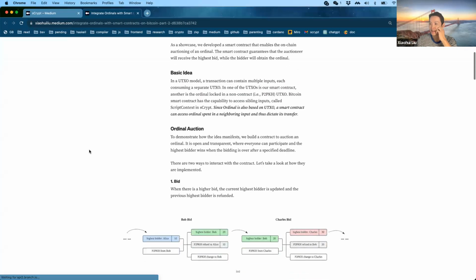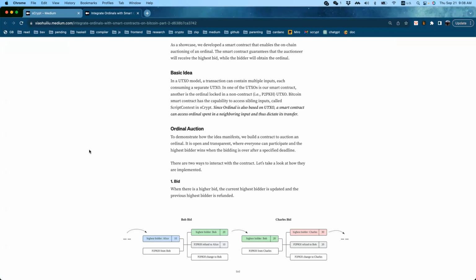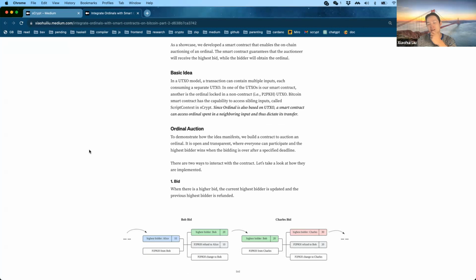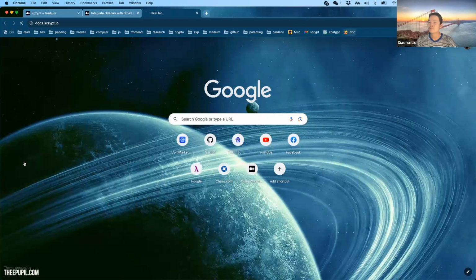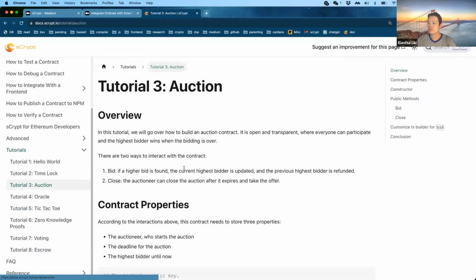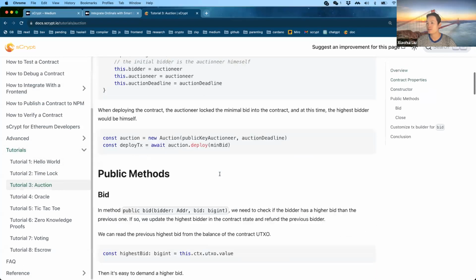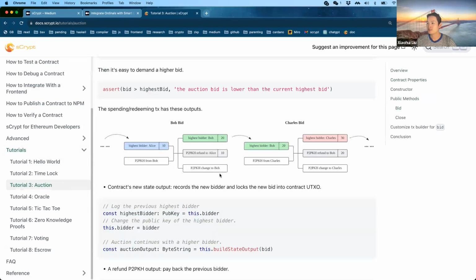How many of you have seen our auction contract before? It's in the official docs. I think it's the second tutorial. Oh, now it's the third one because we added the time lock. Anyway, can anybody briefly explain how that original auction works?